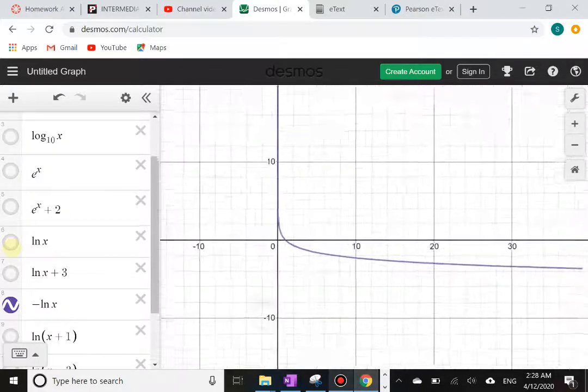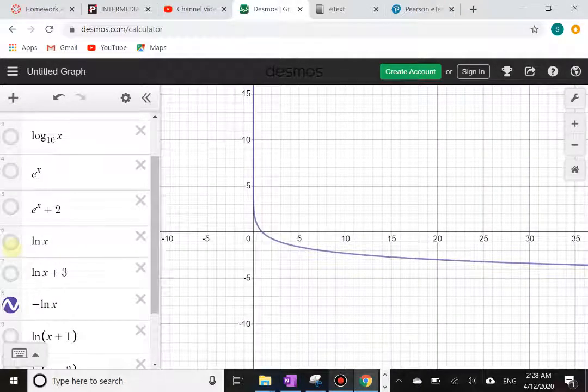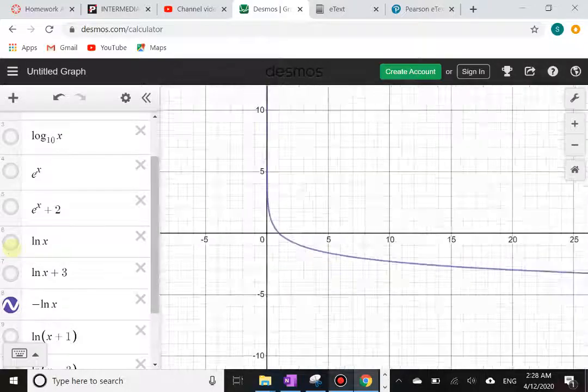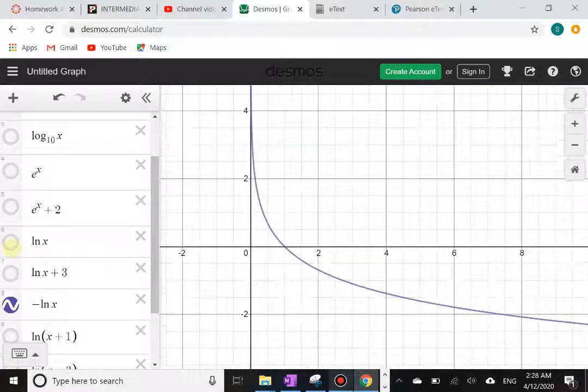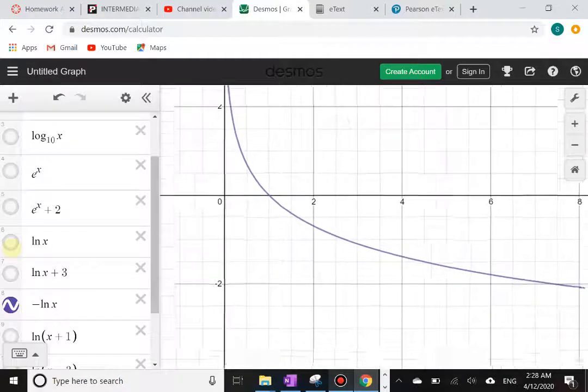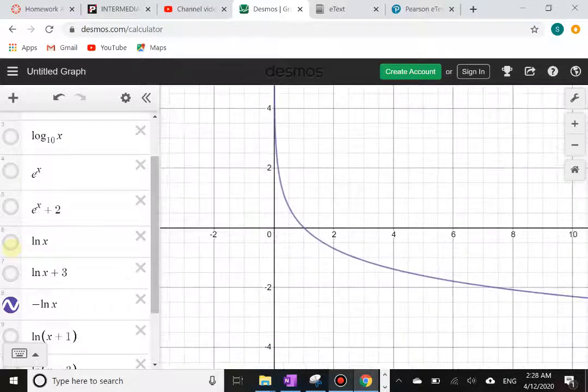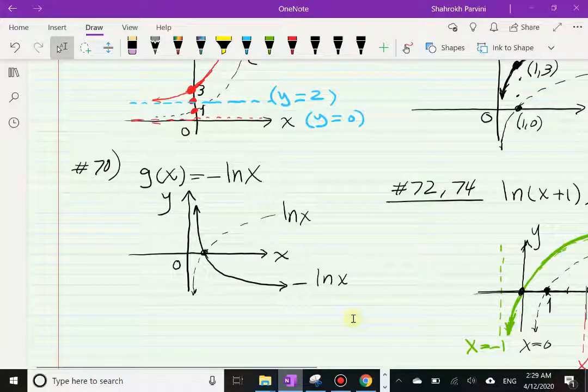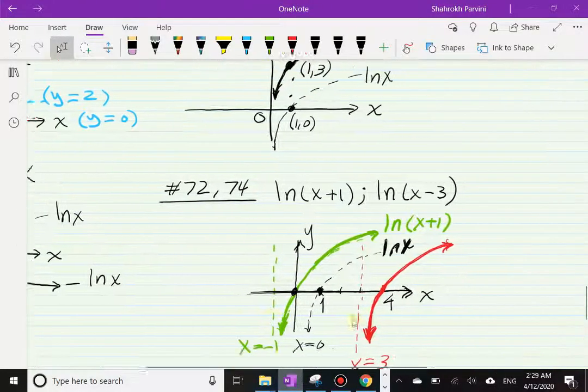This is what it looks like when you look at large scale. Now if you just focus in the neighborhood of the origin, then this is what the graph looks like. Remember, we don't want to plot points here. We just want to do a general graph, knowing the general pattern of what it looks like. And you can see I haven't plotted a single point on any one of these.